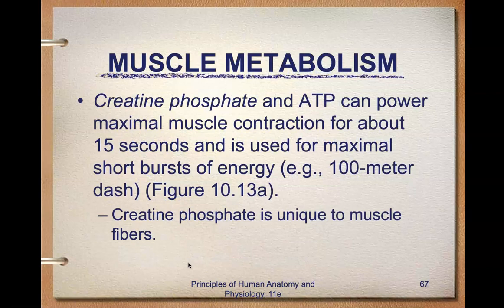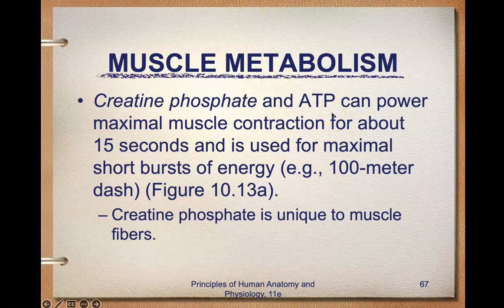Creatine phosphate, again, is going to be kind of your first place that you're going to turn to as a muscle fiber. And creatine phosphate can basically power up your muscle contraction for about 15 seconds here. So this is really for short bursts. Again, this is great for your 100-meter dash. And so basically what creatine phosphate does is it's going to recharge your ATP.